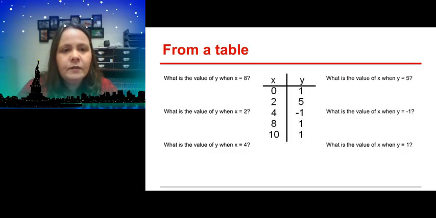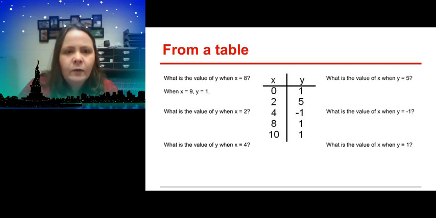So right here where it says what is the value of y when x equals 8, we just find 8 in the column where x is, and we look straight across from it, and when x equals 8, y equals 1. Not sure why I have that typo there, but that should say x equals 8.